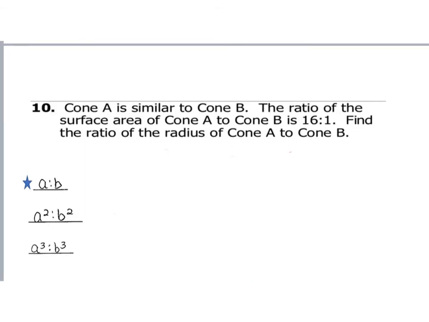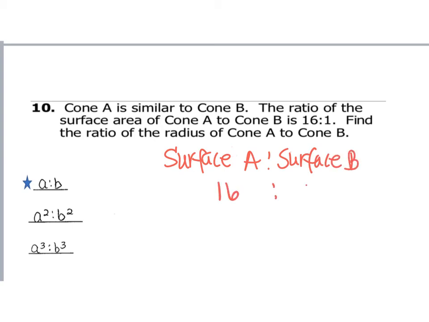Okay, so here we go. When we look at this problem, it says cone A is similar to cone B. The ratio of the surface area of A to surface area of B is 16 to 1. Where does that go on our little chart? Surface area goes here, 16 to 1.